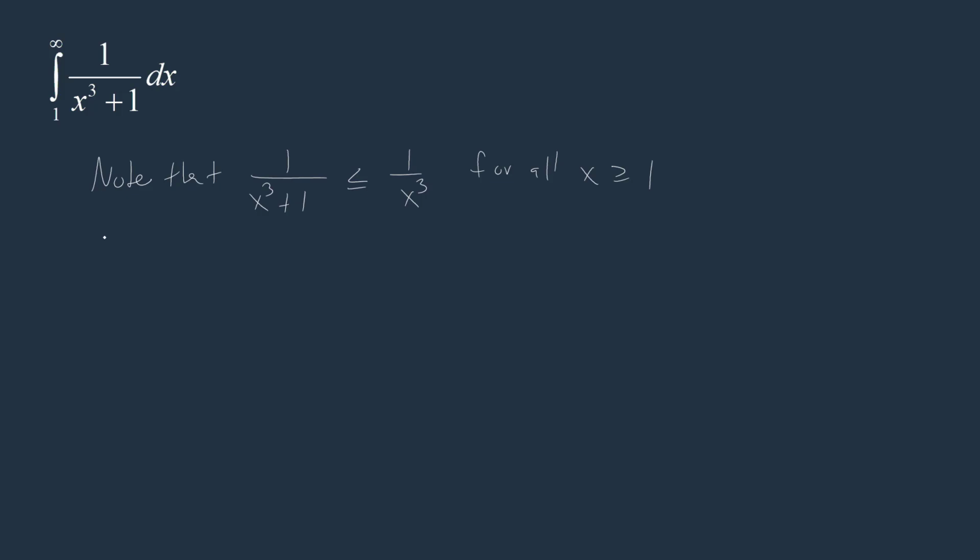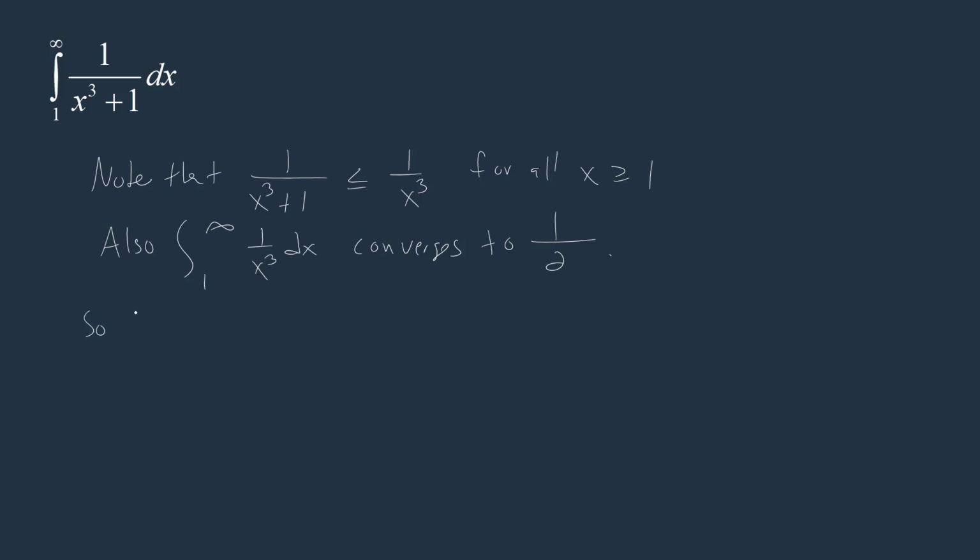Also, the integral from 1 to infinity of 1 over x cubed dx is a problem we've already done. We know, in fact, it converges. I even know what it converges to, but I don't really care. It converges to 1 over p minus 1, which here is 3 minus 1. So that's 2. It converges to a half.